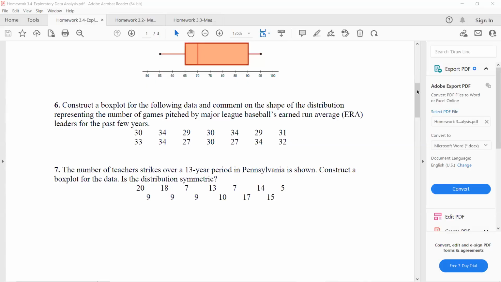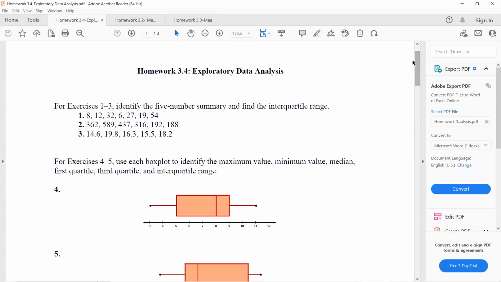Here is 3.4, okay? Now, the first three don't even ask you to draw a box plot, okay?